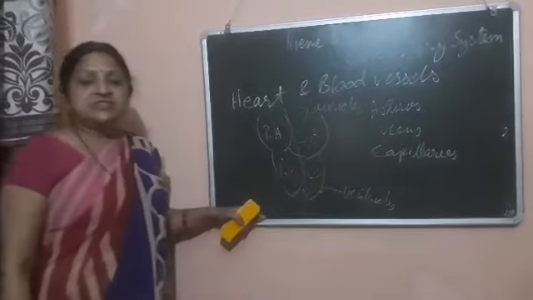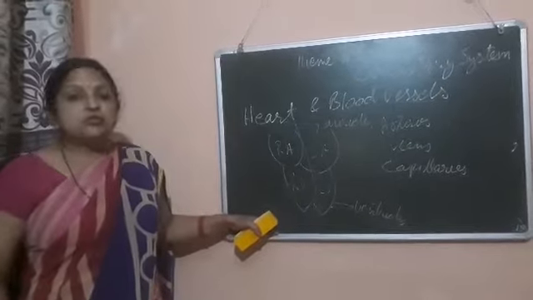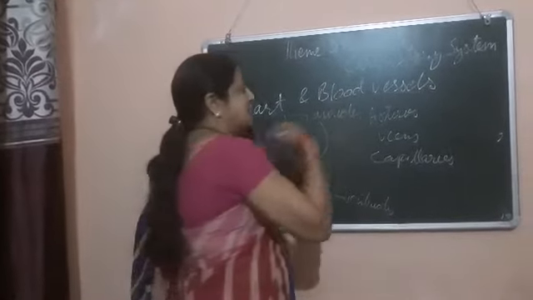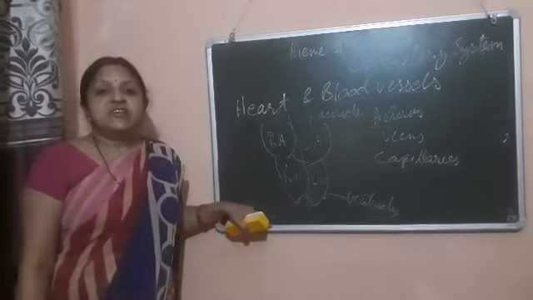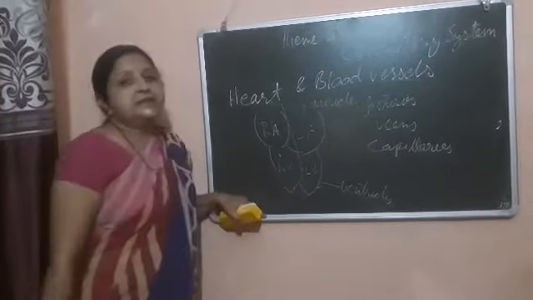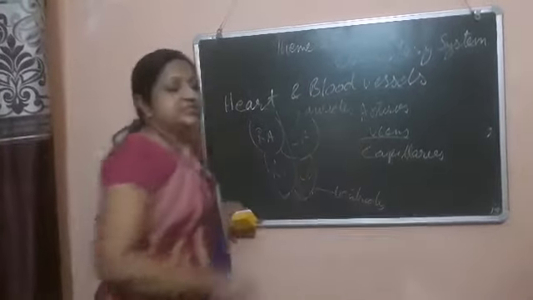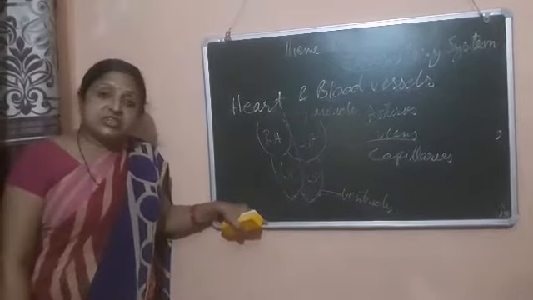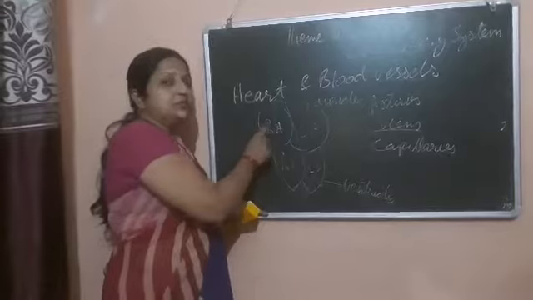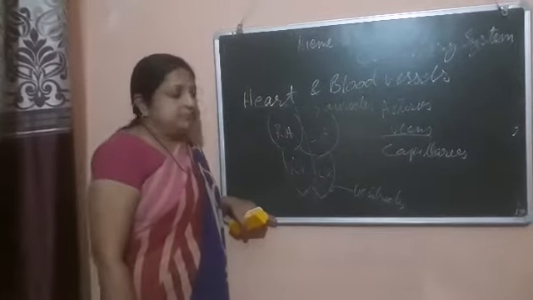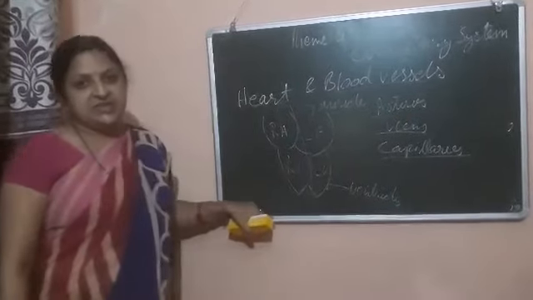These are the three vessels which are responsible for circulating or collecting the blood throughout the body. Arteries are circulating the blood. They always carry oxygenated blood from the heart and circulate it to all parts of the body. And veins are responsible for collecting the deoxygenated blood from all parts of the body and pouring it into the right auricle. And capillaries are the vessels which join the arteries to the veins.